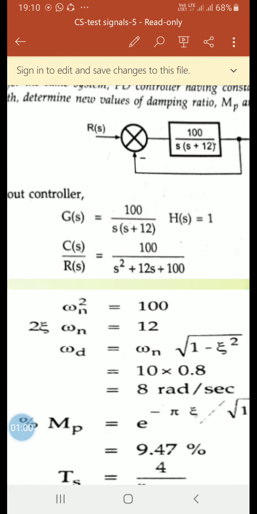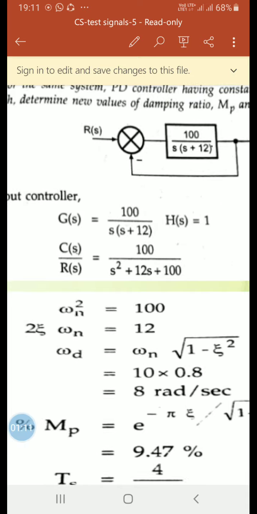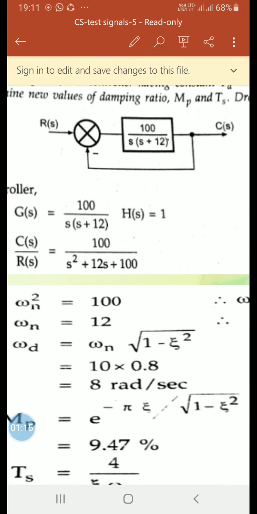So we can write, without controller, seeing the system diagram, G of S is equal to 100 divided by S into bracket S plus 12. H of S is equal to 1. Now from this diagram we can write C of S by R of S. So what is C of S by R of S? From the basics we have studied of block diagram reduction, G of S divided by 1 plus G of S into H of S.